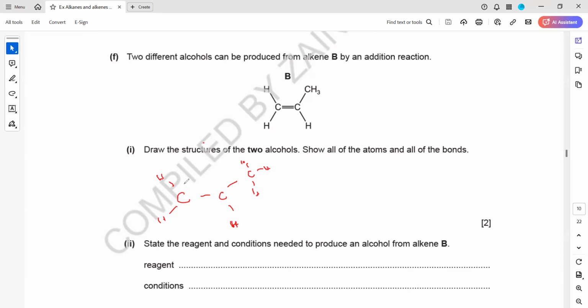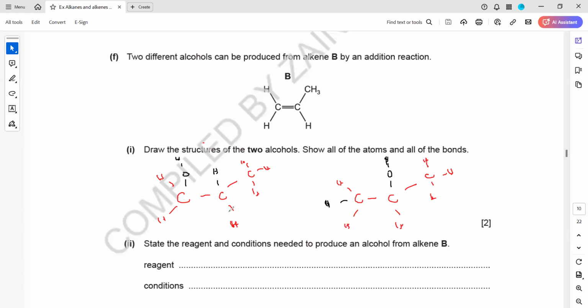So we can attach it to the first carbon. If OH attaches to the first carbon, hydrogen attaches to the second carbon. This will be propan-1-ol. The second possibility, we can draw propan-2-ol. If the OH is attached to the second carbon and H is attached to the first carbon.